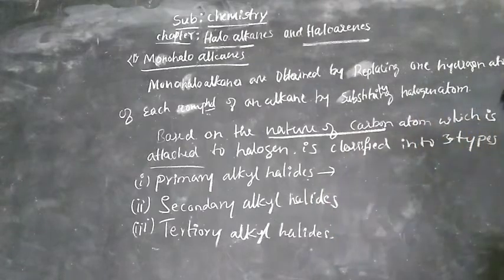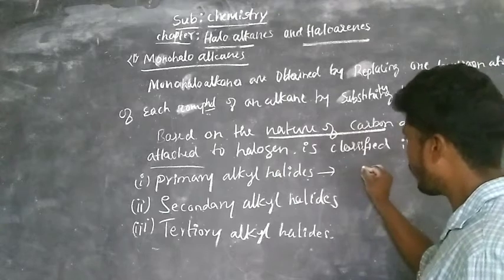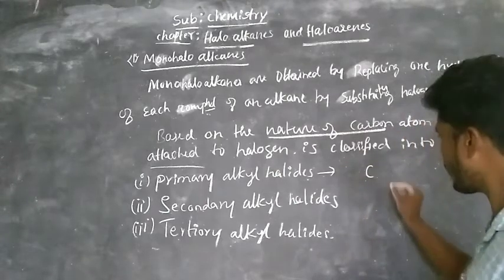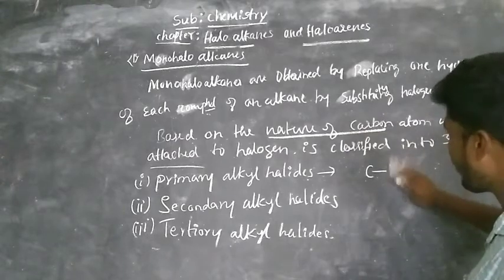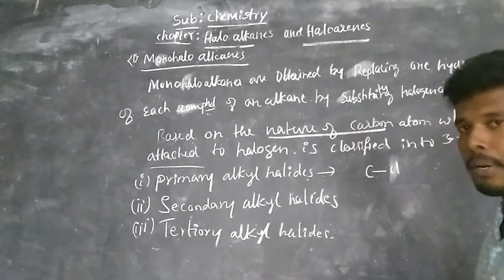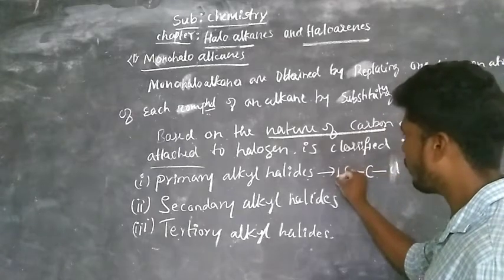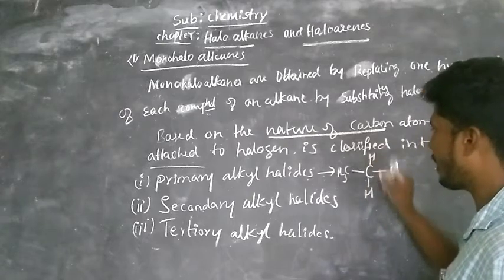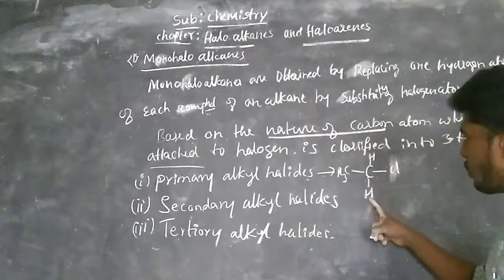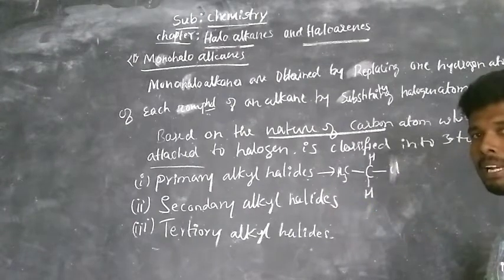Such compounds are called primary alkyl halides. For example, observe the carbon atom which is connected to the halogen. In place of X, take chlorine, iodine or bromine, and this carbon is interconnected to one more carbon containing two hydrogen atoms, that is CH2Cl and CH3. So this is an example for primary alkyl halides.